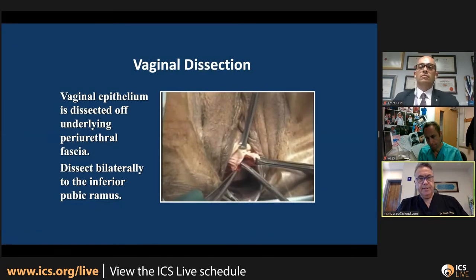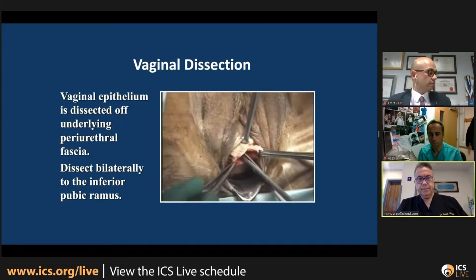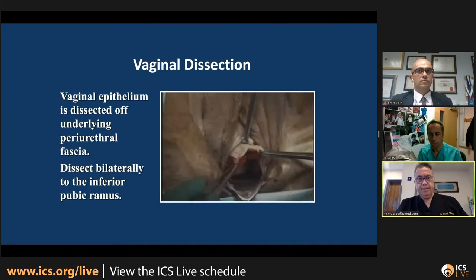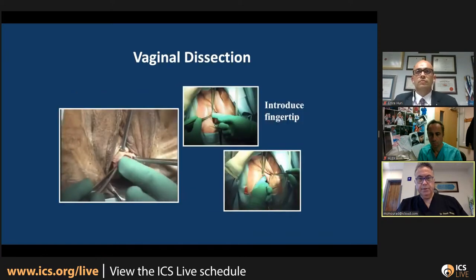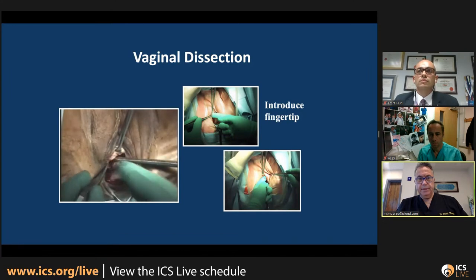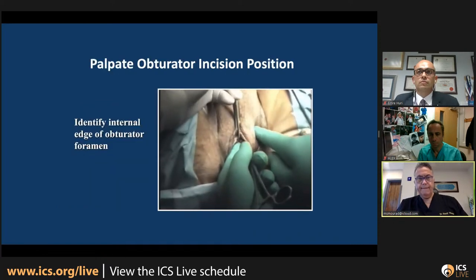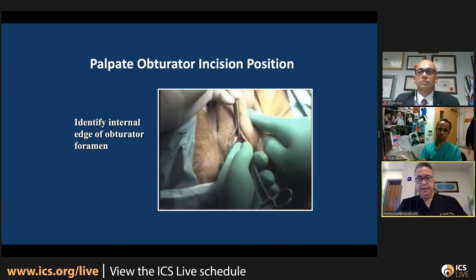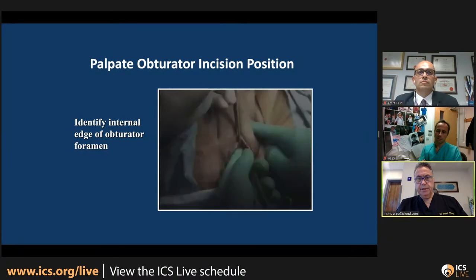The vaginal epithelium is then dissected off the underlying periurethral fascia. You need to dissect bilaterally to the inferior pubic ramus. Then introduce your fingertip to make sure that the dissection is completed and you can reach the medial edge of the bone. Identify the internal edge of the obturator foramen from inside and outside to make sure that you will put the needle in the proper direction.